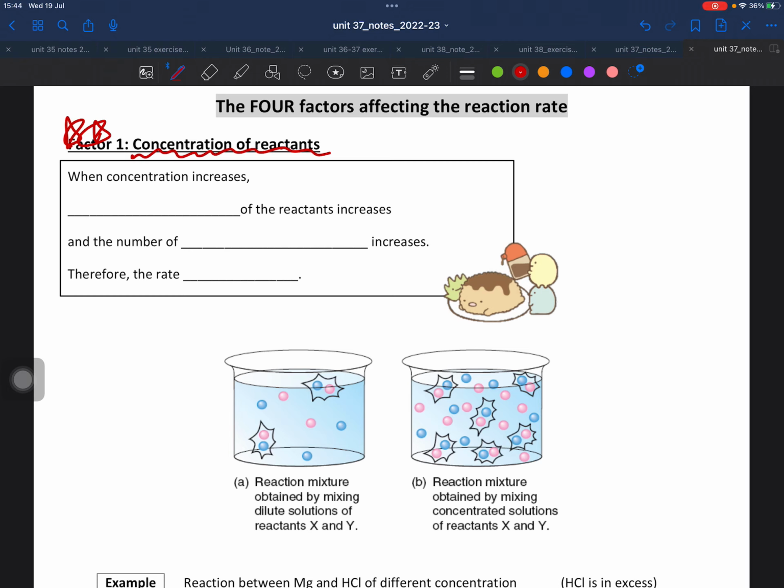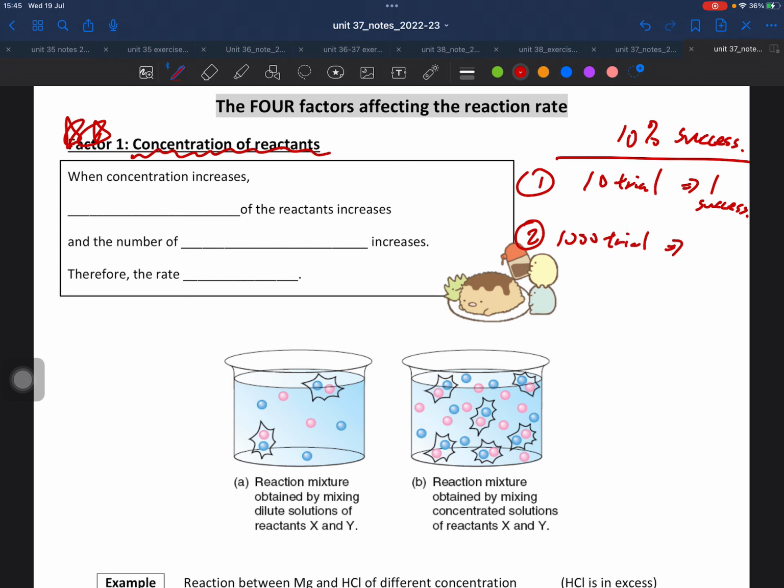Now, if you have a higher concentration, you have a higher chance to collide with each other, right? For example, if you have a 10% success rate, in the first case you have 10 trials, so you will get 1 success. But if you have 1,000 trials, then you will have 100 successes. So try more, get more success cases.